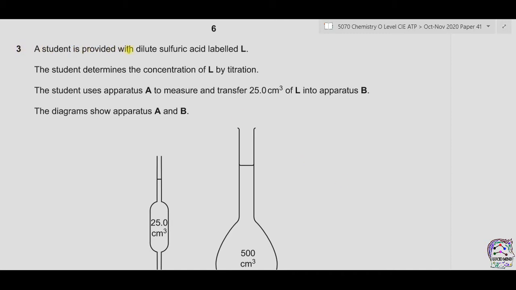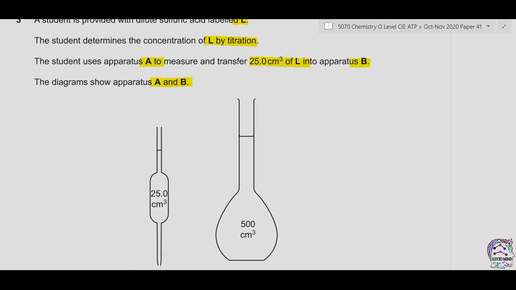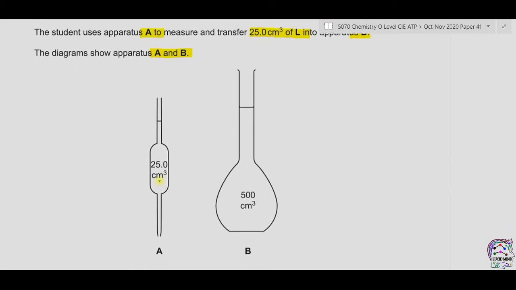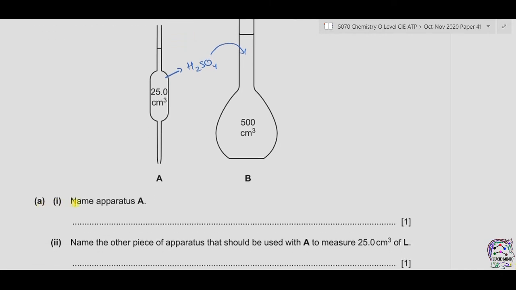Question 3. A student is provided with dilute sulfuric acid labeled L. The student determines the concentration of L by titration. The student uses apparatus A to measure and transfer 25 cm³ of L into apparatus B. The diagram shows apparatus A and B. This is apparatus A, and we have taken dilute sulfuric acid and put it into apparatus B. Number 1. Name apparatus A. Now we can see that apparatus A is a pipette.